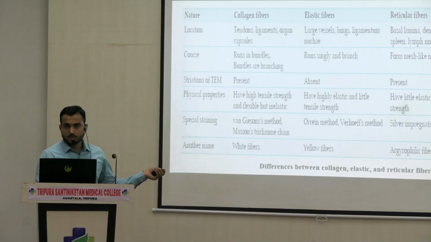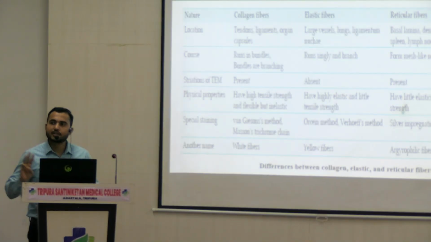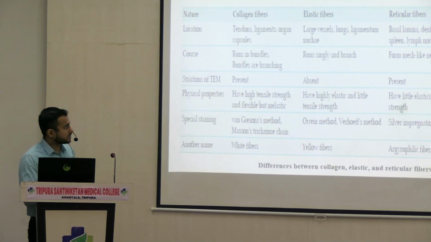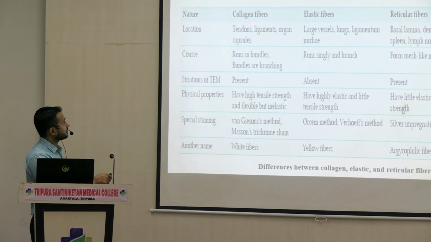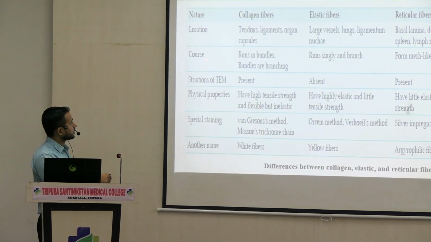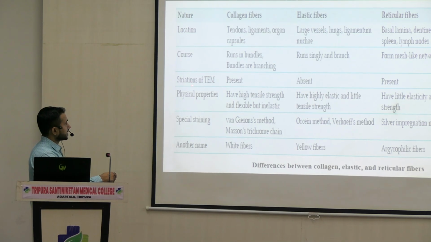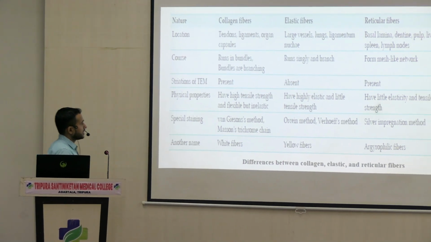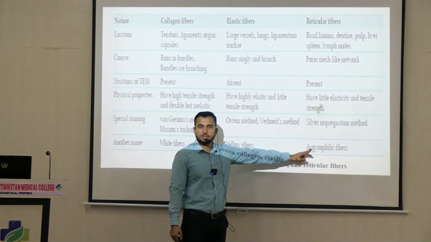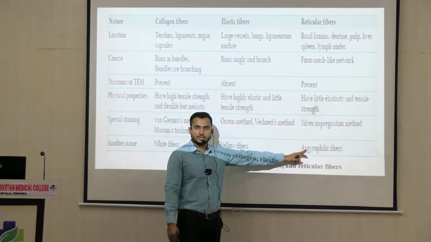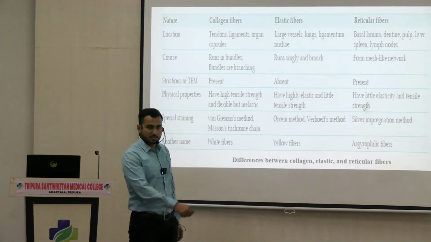Now this is the gist of the story. Whatever we have discussed so far about the three different types of fibers, everything is given in this chart. First of all, the location, the name of the fibers, then the codes, meaning how they are oriented. Next, you can see the striation, whether it is present or absent. In both cases it is present. Why is it present in reticular fiber? Because it is nothing but type 3 collagen fibers. That's why striations are present, and here I have mentioned why the striations are present.